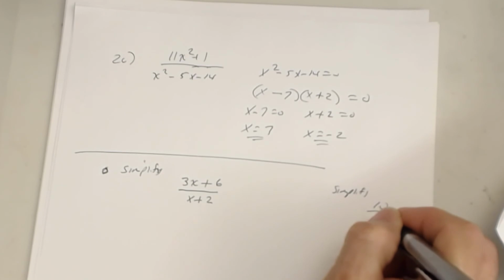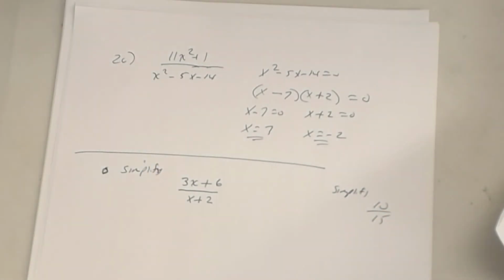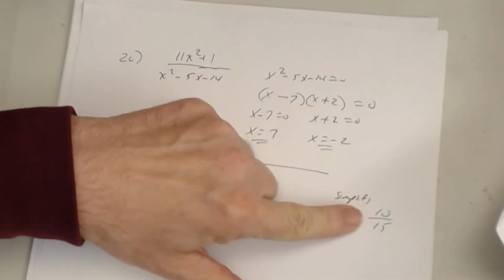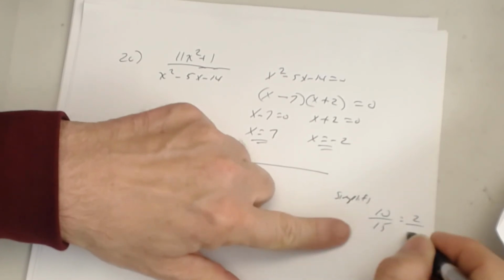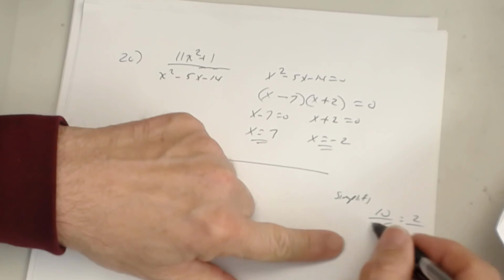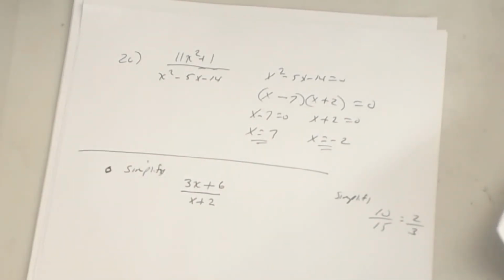10/15ths. What does it mean to simplify 10/15ths? Reduce. And what do you do when you reduce? You reduce or you divide by the common factors. What's the common factor here? 5. So 5 into 10 is 2, and 5 into 15 is 3. So you look for common factors, right?